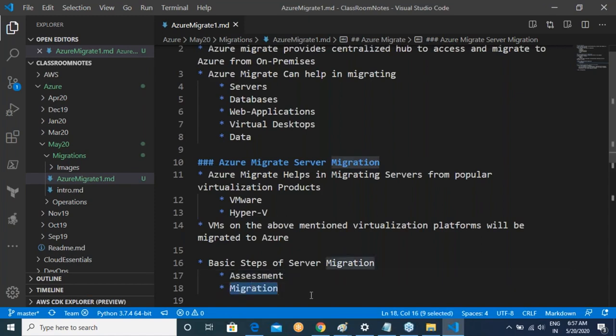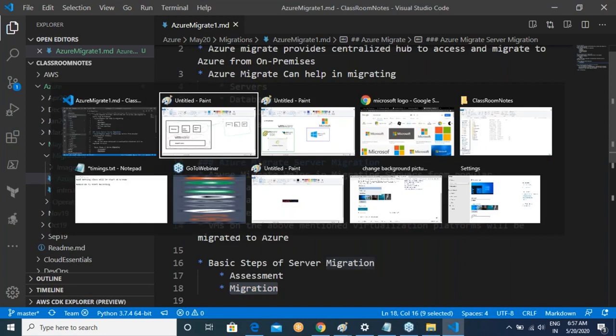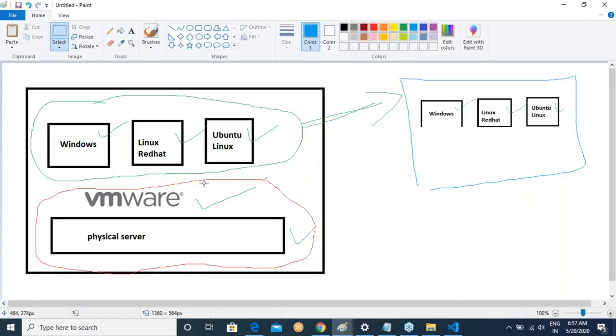Then the migration is the actual migration, where you move the servers from your organization to the other space. When I say move, we are not moving anything physical. Your physical server is still in your organization. We are moving the virtual platforms outside of this.